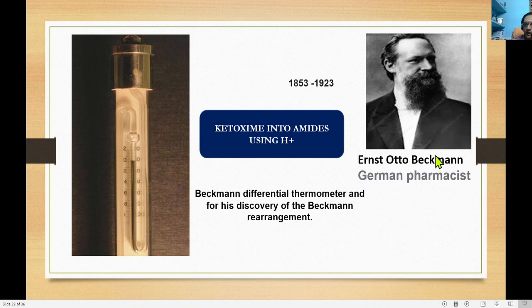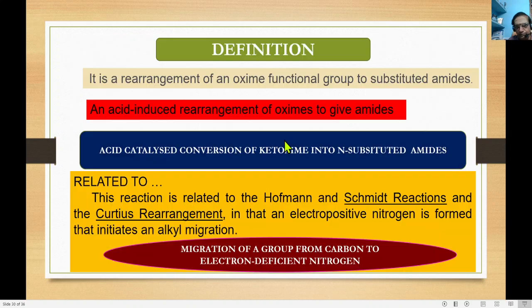And this is our Beckmann. Ernest Otto Beckmann was a pharmacist, known for two things he has given. One is the Beckmann differential thermometer, displayed here. Another one is the Beckmann rearrangement, of ketoxime into amides using H plus ions.